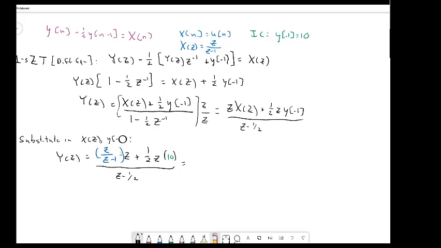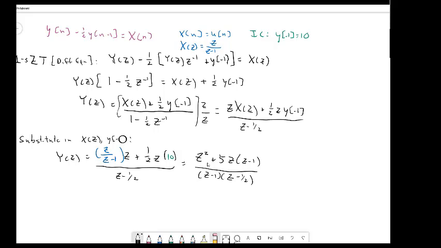And so these two together are going to give me a z squared in the numerator. I'm going to have to take this down to the denominator, which means I'll need to multiply this term by that as well. The 1/2 times 10 is going to give me a 5z times z minus 1. In the denominator, I now have z minus 1 and z minus 1/2.